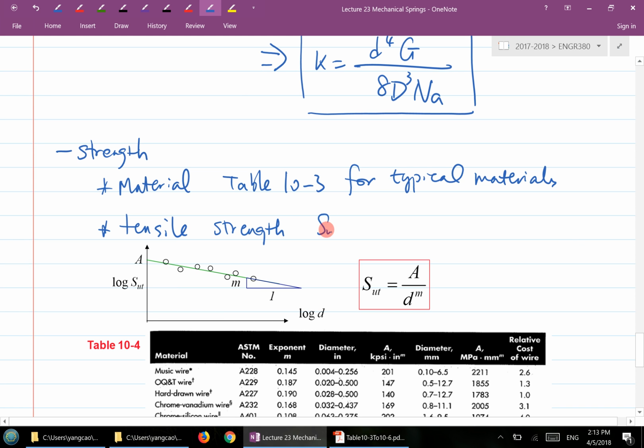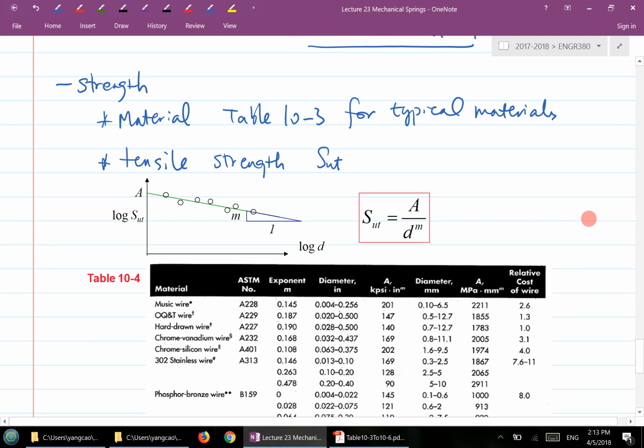So tensile strength is basically the SUT value. And we use this formula here for calculating the tensile strength. This formula is derived from experimental results. Basically, if you plot the tensile strength and the wire diameter using a log-log scale, it gives us a sort of straight line here. So fundamentally, the smaller the wire for the spring, the higher the tensile strength. And this formula can be summarized as SUT equals A over D to the power of M.